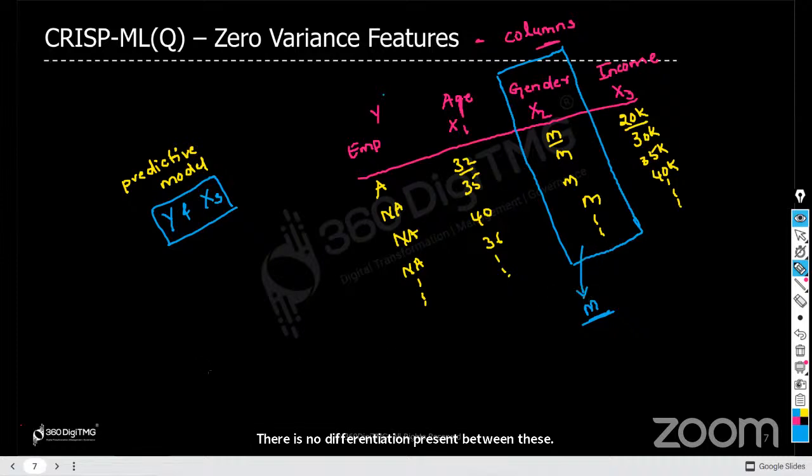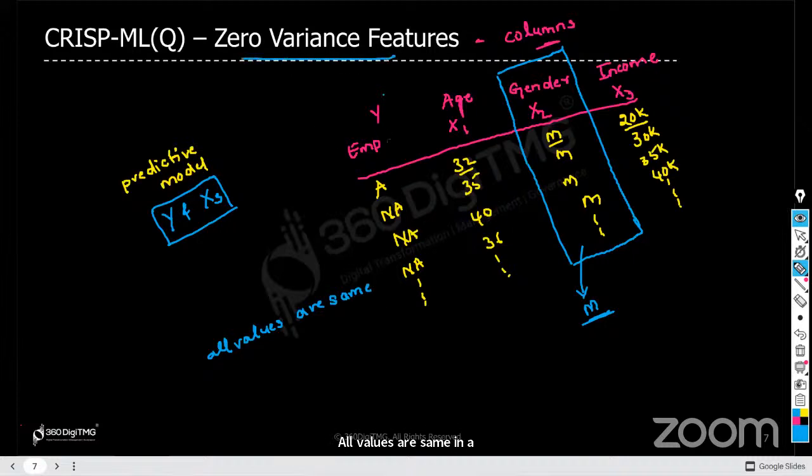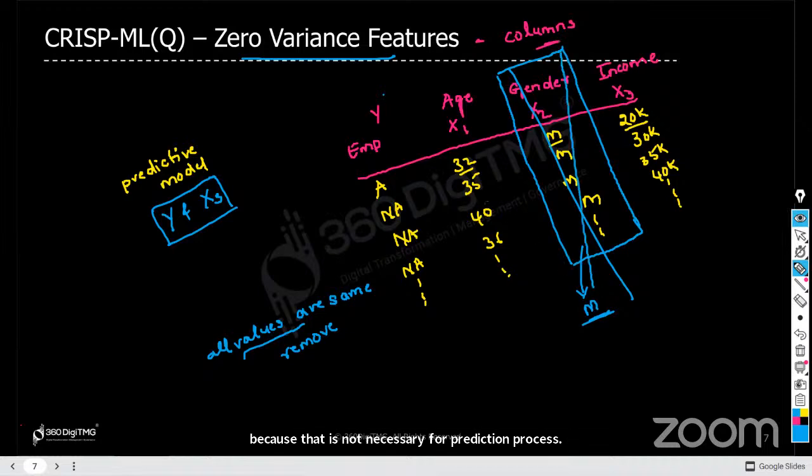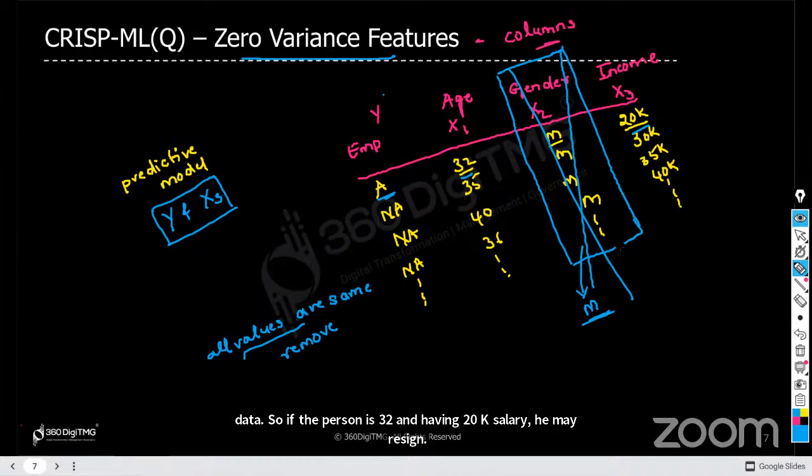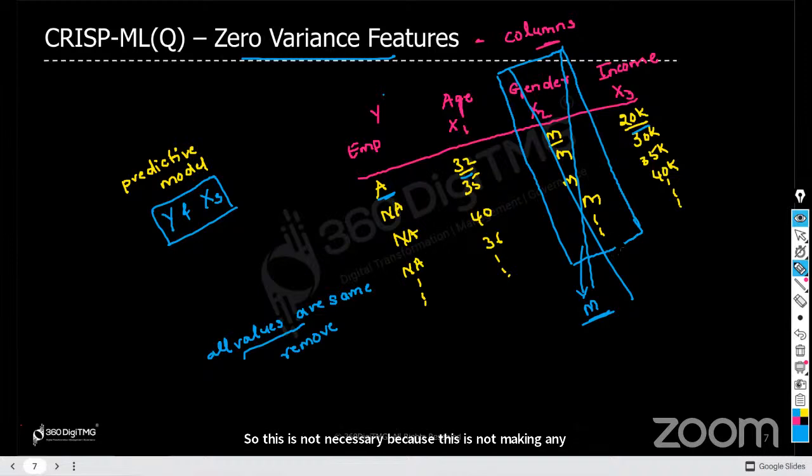So when all values are the same in a column, we can call it a zero variance feature or zero variance column. Whichever column has all the values the same, we can remove that column because it is not necessary for the prediction process. Without it also, I can predict based on the available data. So if the person is 32 and has a 20K salary, he may resign. This column is not necessary because it does not make any sense when all the records have the same value. But this may not be the case all the time.